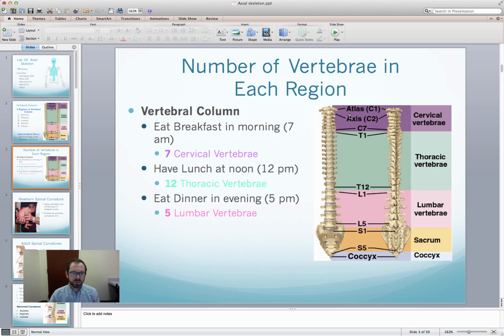In your cervical vertebrae, you have 7 individual vertebrae. Your thoracic, you have 12, and in your lumbar, you have 5. And a nice way to remember this is that at 7 in the morning, you eat breakfast, so 7 cervical vertebrae. You eat lunch at 12 p.m., so 12 thoracic vertebrae. And you eat dinner maybe at 5, so 5 lumbar vertebrae.